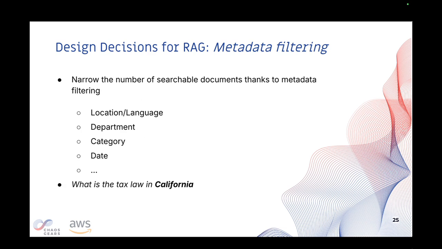An example can be such questions. So what is the tax law in California? Let's say you have some chatbot that answers tax related questions, so it can filter documents that refer only to California tax law, and then narrow this number of searchable documents, and therefore you might improve the accuracy of your RAG pipeline.